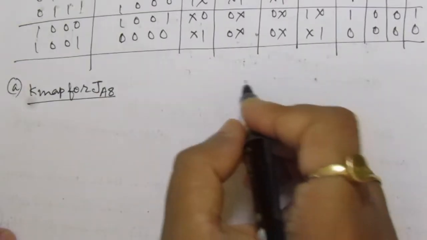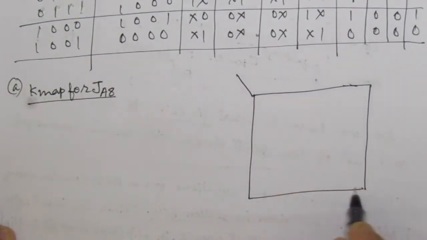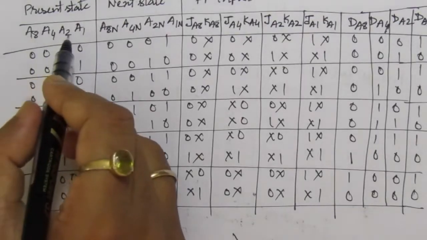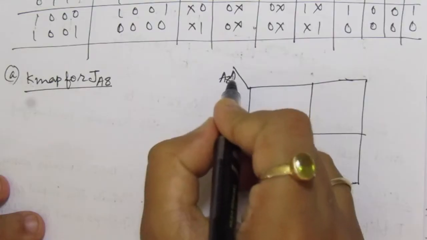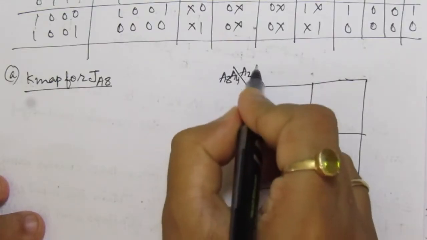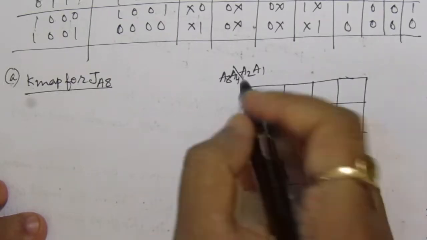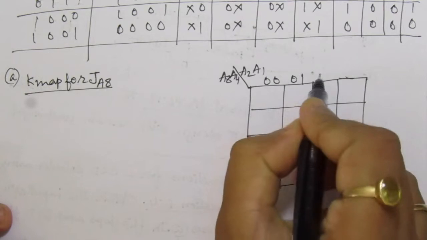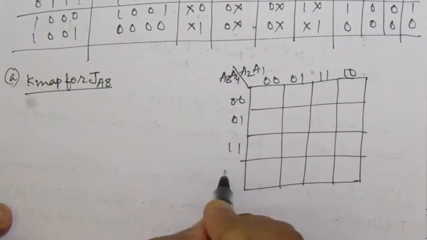JA8. So here we'll have a 4 variable map because we need 4 variables for a BCD counter. So the 4 variables are A8, A4, A2 and A1. So here we'll have a 4 variable map. So this K map is similar to the previous problems. So 0 0 0 1 1 1 1 0 0 0 0 1 1 1 1 0.